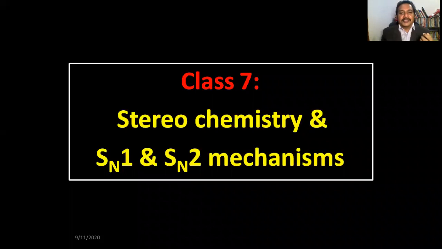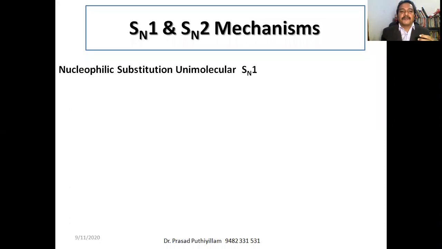This particular class is class number 7 of haloalkanes and haloarenes. Here I am explaining the stereochemistry associated with the SN1 and SN2 mechanisms. We know nucleophilic substitution reactions are categorized as SN1 mechanism and SN2 mechanism. In the first one, the unimolecular SN1 mechanism, we take the example.